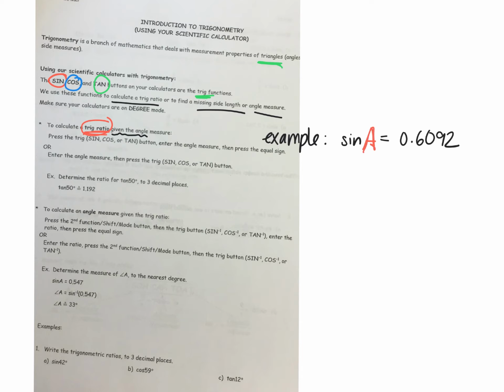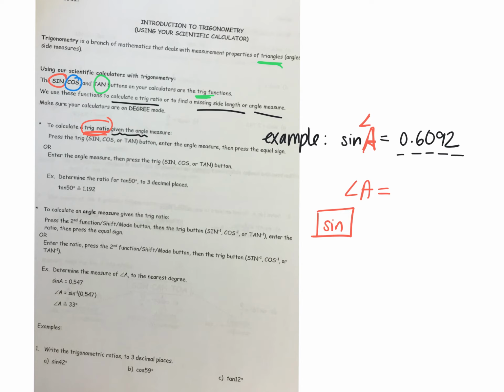Sine angle A, this refers to the angle. The ratio is equal to, you're given this ratio, 0.6092. I want to know what is angle A equal to. If you're given the ratio, you can use the button on your calculator to find the angle. So this is where you need to practice on your calculator because the order you punch it in is different for every calculator. Okay? So first of all, you're looking for the sine button.